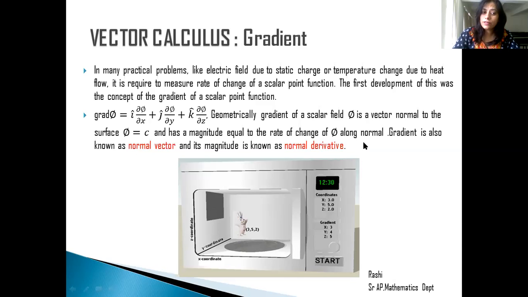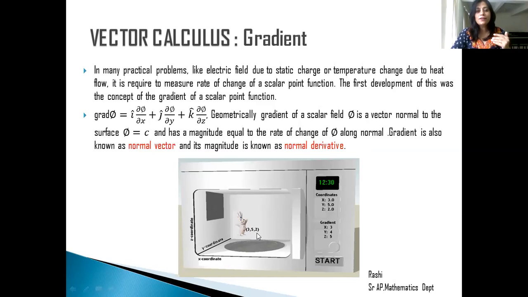Gradient is also known as normal vector and its magnitude is known as normal derivative. Let me explain with this example. Suppose this is an oven and my cookie is in the shape of this bunny, placed at coordinate (3, 5, 2). It is an X, Y and Z coordinate. In the coordinate system, it is sitting at the point (3, 5, 2).